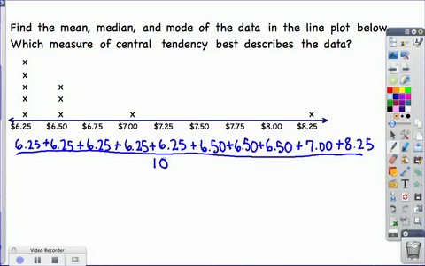$6.25 5 times, plus $6.50 3 times, plus $7 plus $8.25, which gives me 66 divided by 10, or $6.60. That is our mean.